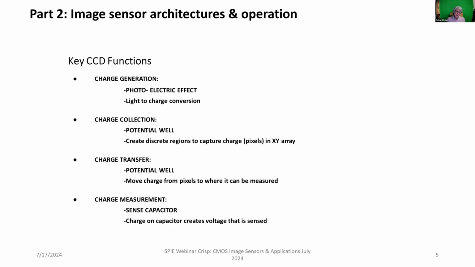So once we've moved them to where they can be measured, the next task is to measure them. And to do that, we put the charge on a sense capacitor, and then we essentially measure the voltage on that capacitor using an analog to digital converter. So that's how we make an image sensor. So let me get further into it.